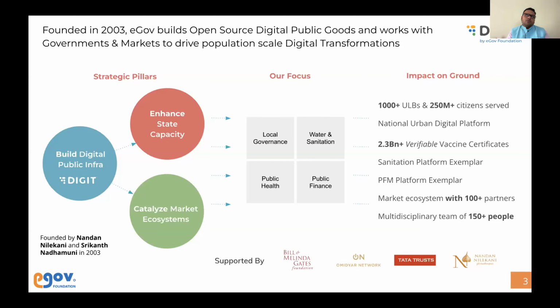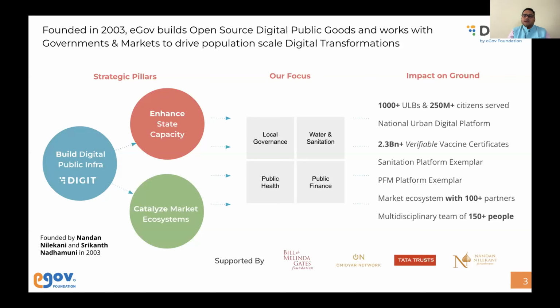Through these 3 strategic pillars, we've been able to focus our efforts largely on 4 major disciplines or themes, as you may see on the screen. There is local governance or urban governance, which we've been doing for almost 2 decades. Water and sanitation, public health, and public finance are relatively newer streams that we've been working on in the last 3 to 4 years. Through the Digit platform, we're seeing it being scaled as a national level platform under the National Urban Digital Mission. It's currently live in 1,000+ cities or urban local bodies, but will eventually be live in over 4,400 cities in the country.